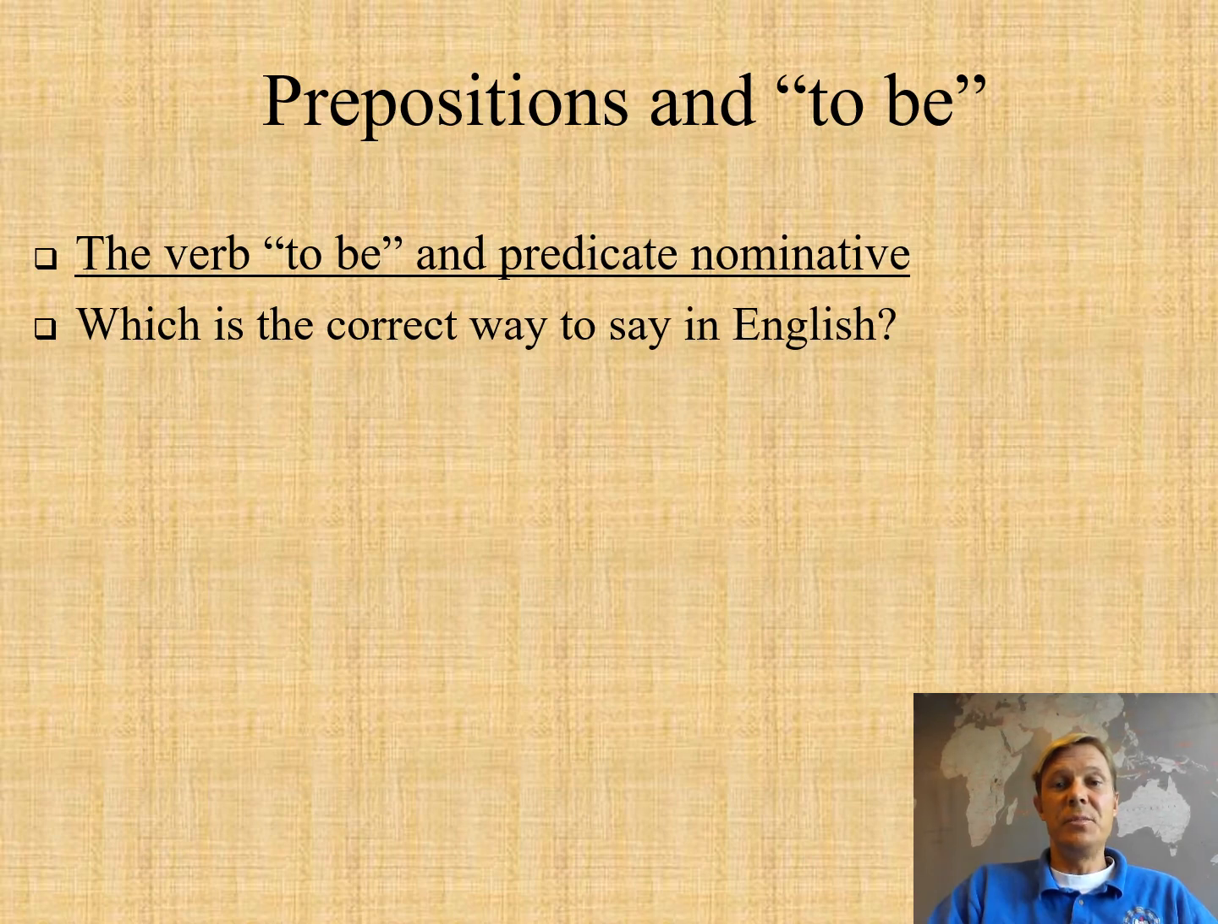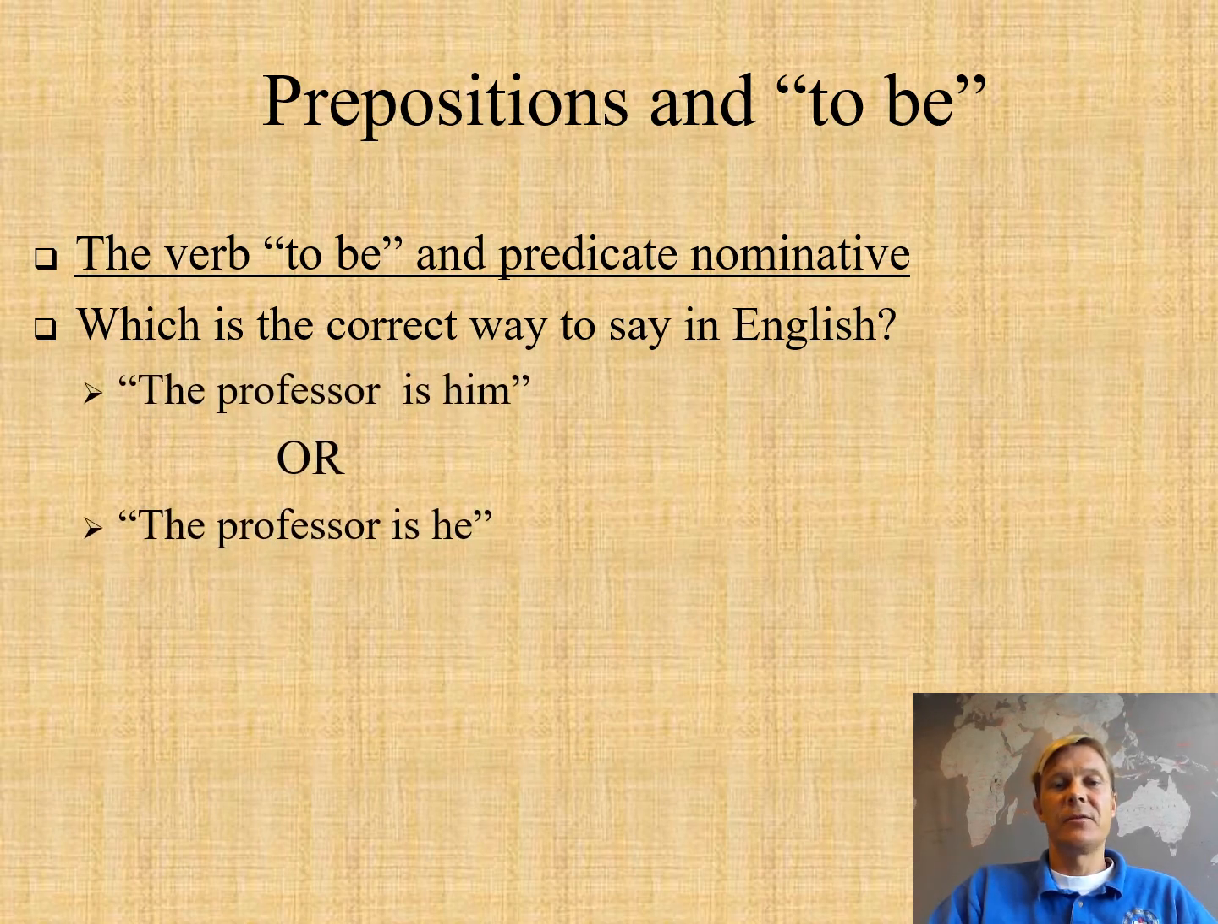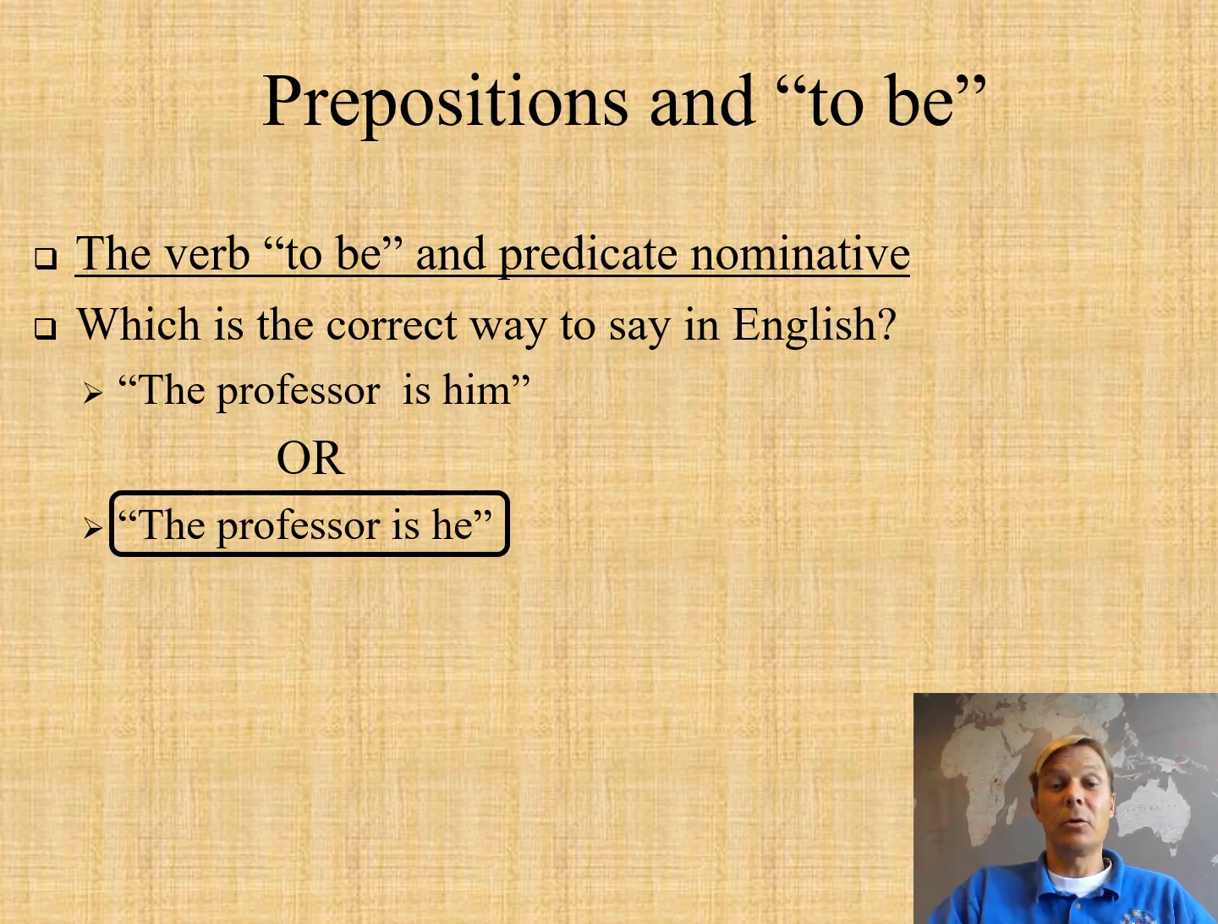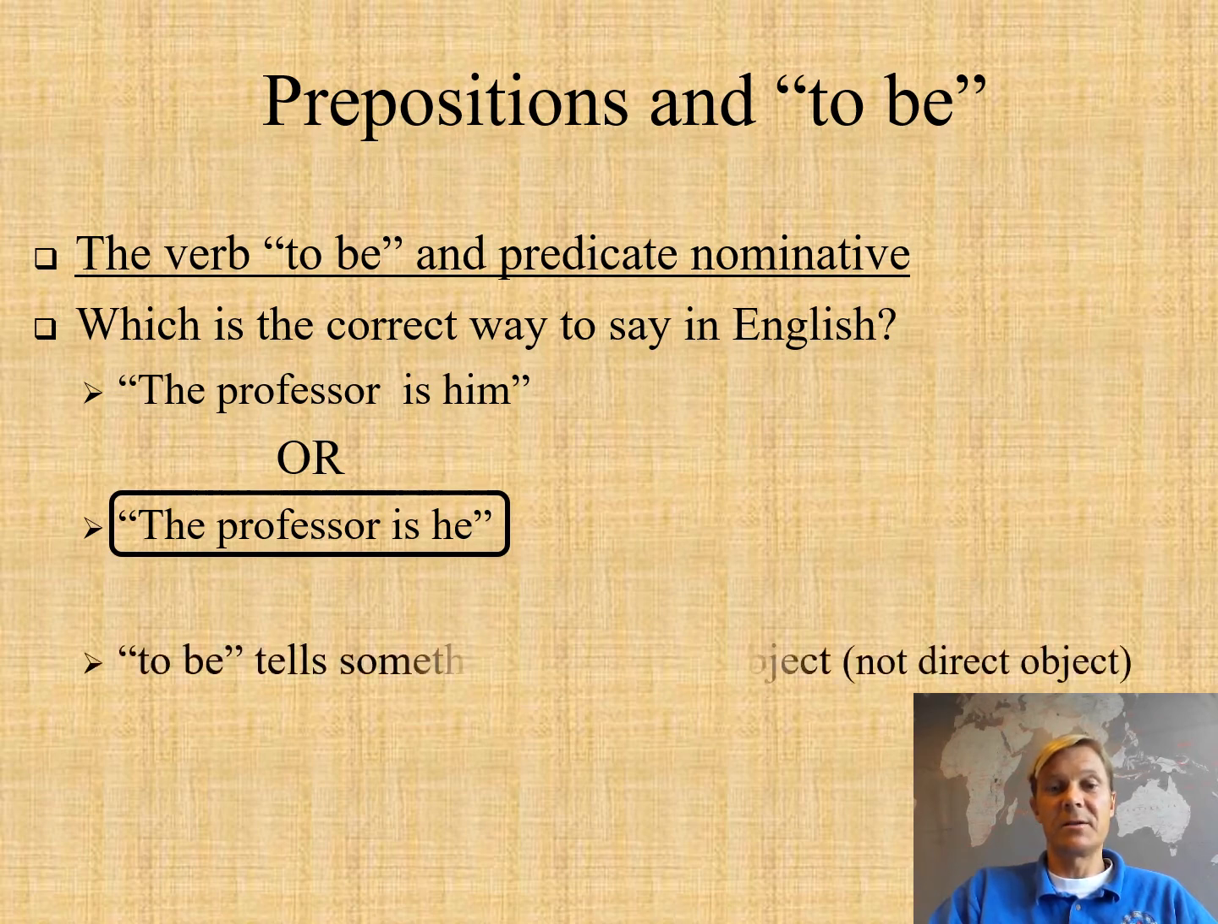Then the verb to be in English briefly. So let's take an example. Which is the correct way to say in English? The professor is him or the professor is he? Well, you guessed it right. The professor is he, or maybe you already knew, when you have the verb to be in English, we're using the word he rather than him when the pronoun is connected with the grammatical construction called the predicate nominative.